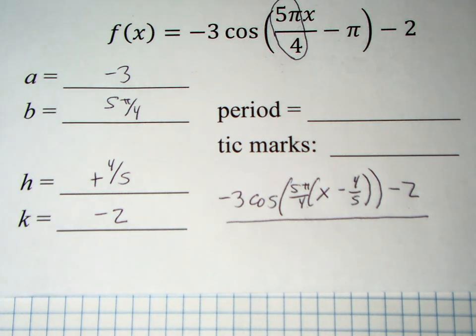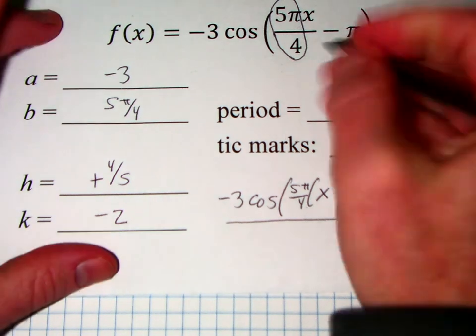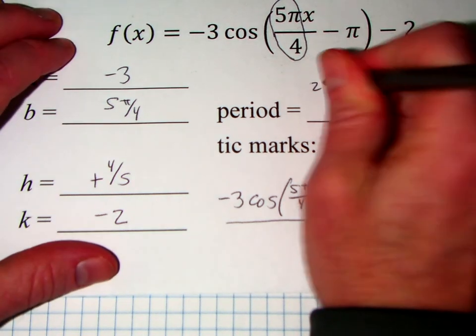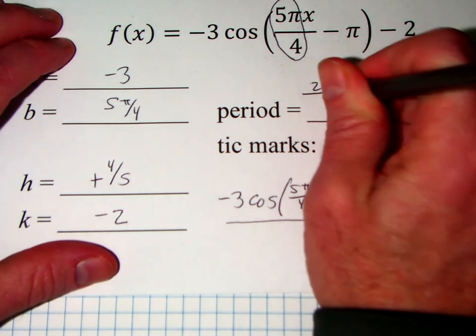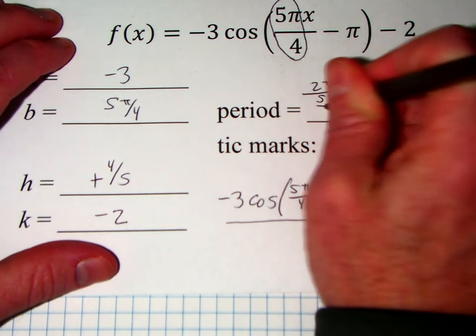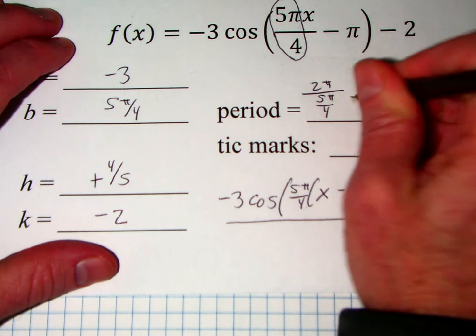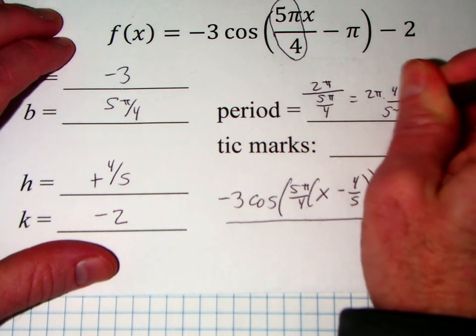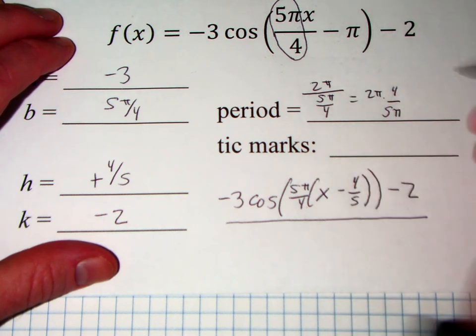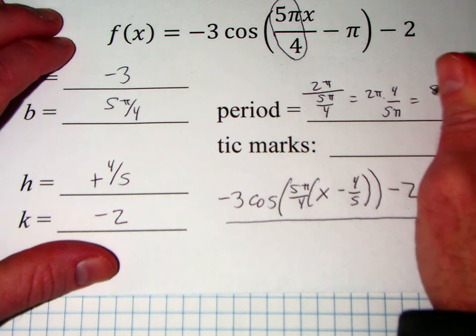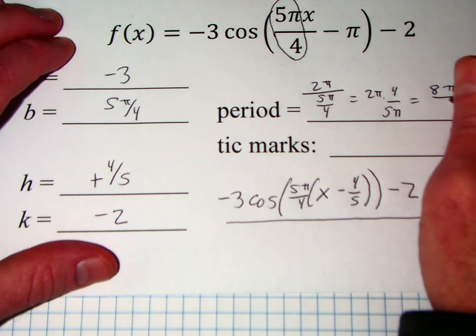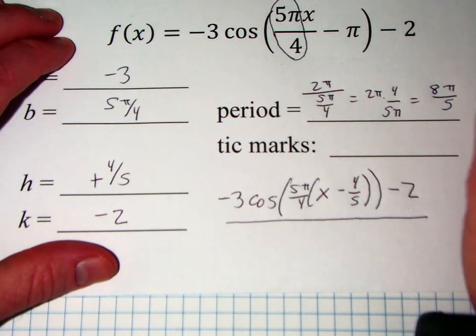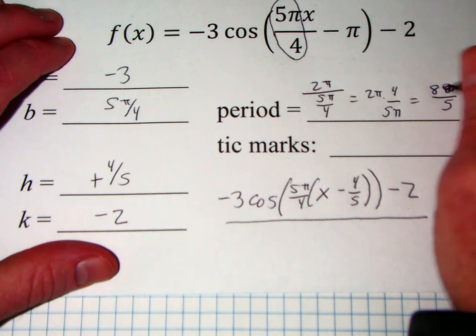So hopefully you have found the period, and to do that, we always do the same thing. We do 2 pi over 5 pi over 4. And of course we can simplify that. That's 2 pi times 4 over 5 pi. And that's going to be 8 pi over 5. Sorry, pi's cancel, so it'd be 8 over 5. Just 8 over 5. My apologies.